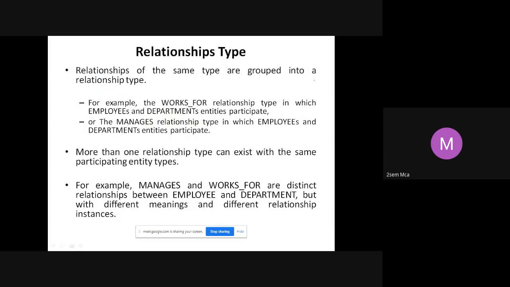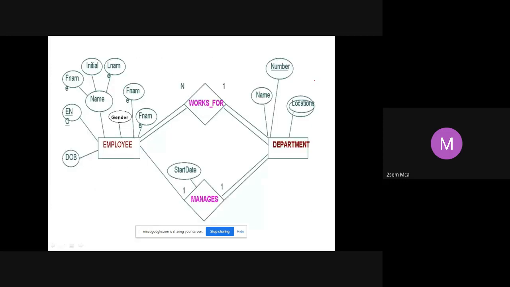Okay. Next, let's see what a relationship type is. Now we saw what an entity type and an entity set are. Correct? So similarly, we also have relationship type and relationship set. Relationships of the same type are grouped into a relationship type. See, a relationship is also called a relationship type. How many instances of the relationship are there? That entire collection, you call it a relationship set. I'll give you an example. Yeah, let us see this example.